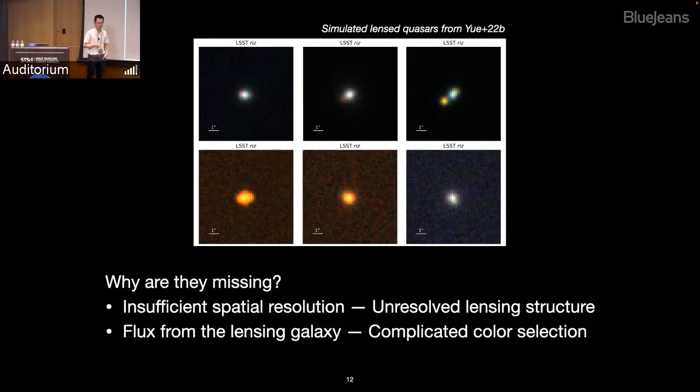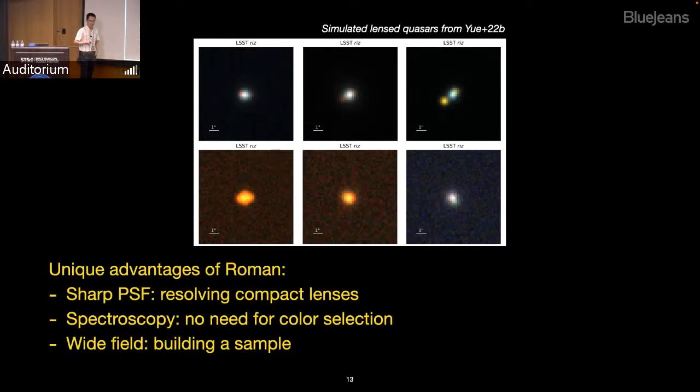I started to realize that Roman will be a very ideal facility to do surveys for lens quasars, not only because it has a very sharp PSF, allowing us to fully resolve the lensing structures, but also, in addition to imaging and photometry, Roman will provide spectroscopy. If we get the spectrum of these objects, we don't need to bother with color selection. We can see the features of the background quasar and the foreground galaxy, and we can confirm it's a lens quasar.